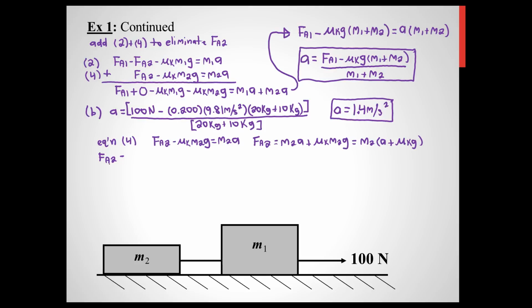Then you'd have FA2 would be equal to M2, that smaller mass, so 10 kilograms, times A, which is 1.4 meters per second squared. Let's put some brackets here. Plus 0.200 times 9.81 meters per second squared. Close the bracket off. And then we get FA2 is equal to, I got an answer of 33 newtons.